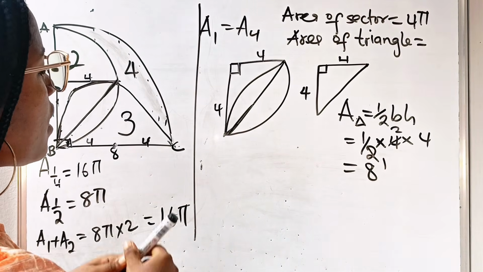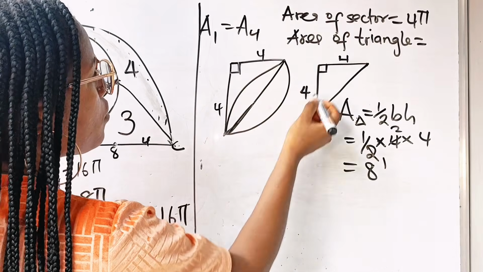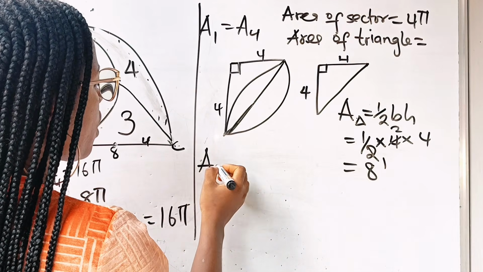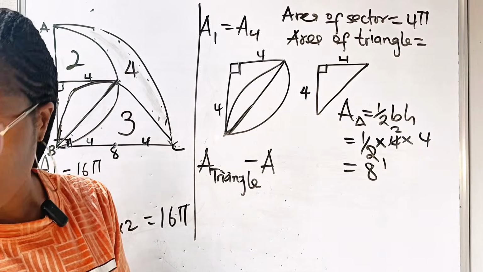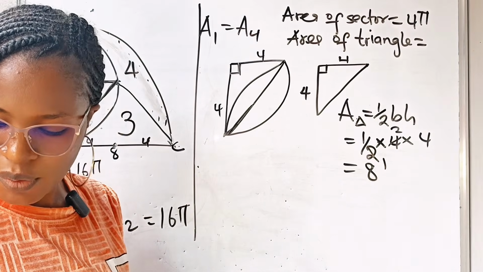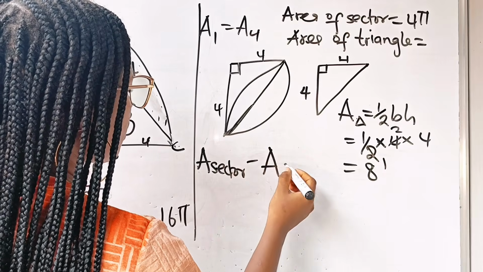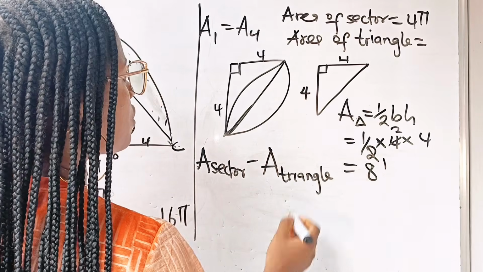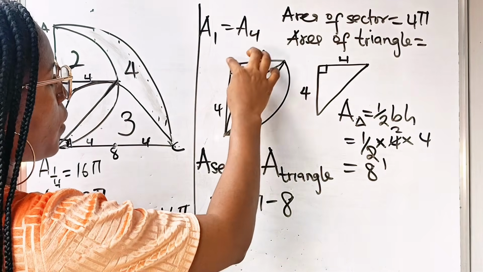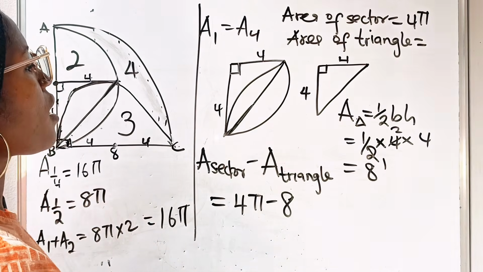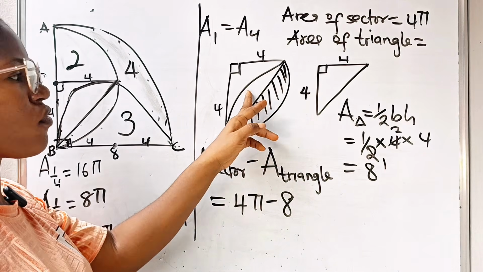Now, if we want to find part of the area of this particular shape here, we remove the area of the triangle from the area of the sector, so that we get part of this side. So area of the sector minus area of the triangle is equal to 4 pi minus 8. If we take this away from the whole of this, we'll be having part of this, and this is half of the whole of this.